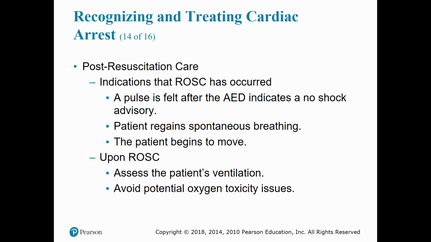An adult patient should be ventilated at a rate of 10 to 12 per minute, and a child or pediatric patient at 12 to 20 per minute. Excessive ventilation can reduce cardiac output and cerebral perfusion. So let's be careful not to overventilate.